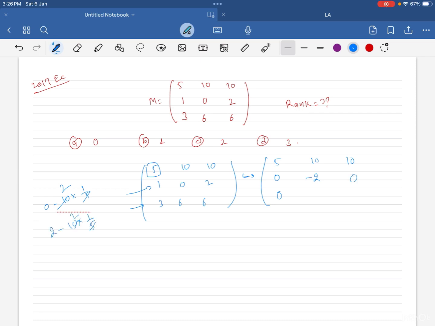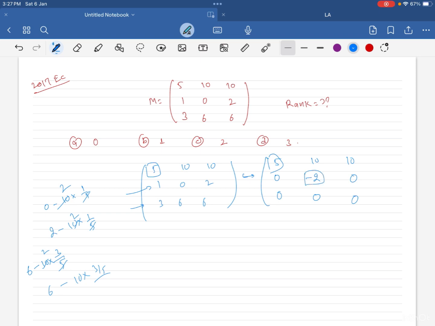So here we will have 0, and here we will have 6 minus 10 into 3 divided by 5, since the multiplier would be 3 divided by 5. So it will be 0, and here we will have 6 minus 10 into 3 divided by 5. So again it will be 0, right?